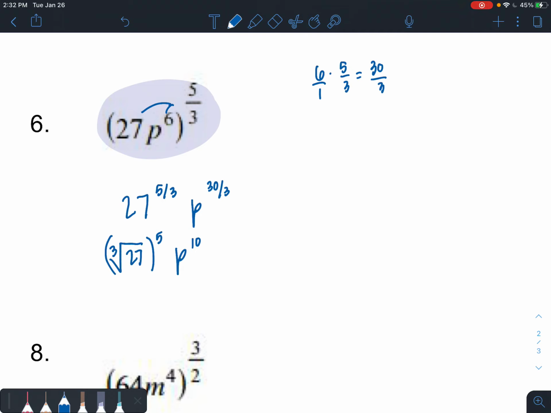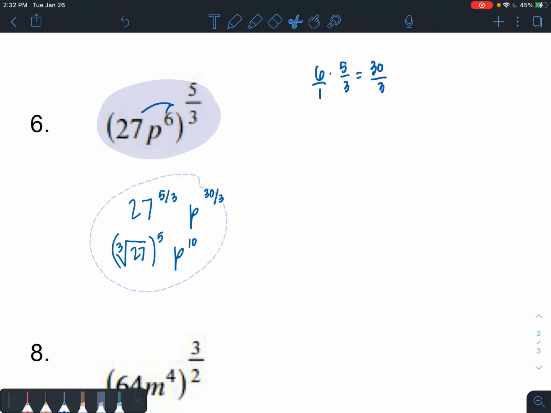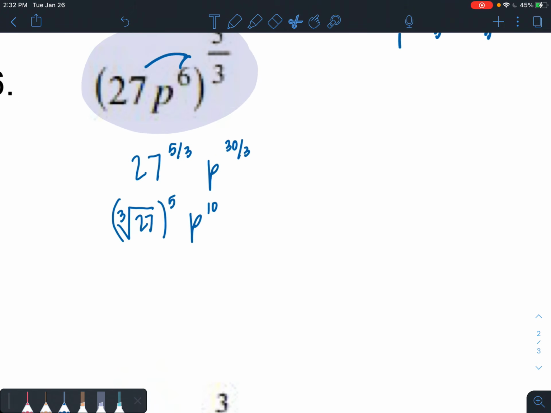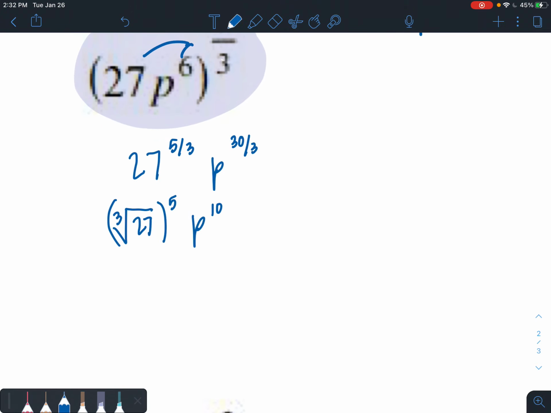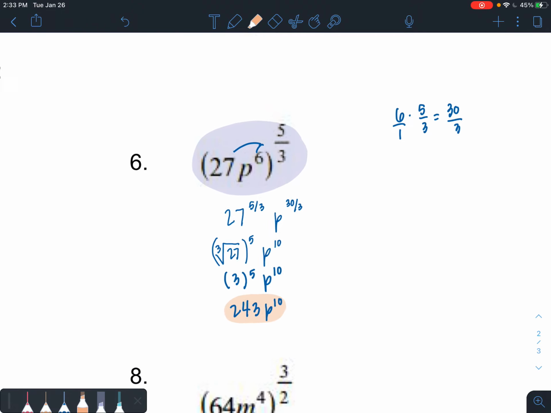Now, the cube root of 27 is 3. So I get 3 to the 5th times p to the 10th, and 3 to the 5th is 243. So that right there is how I completely simplify that, and we mostly did it in our heads. You probably use a calculator too, 3 to the 5th.